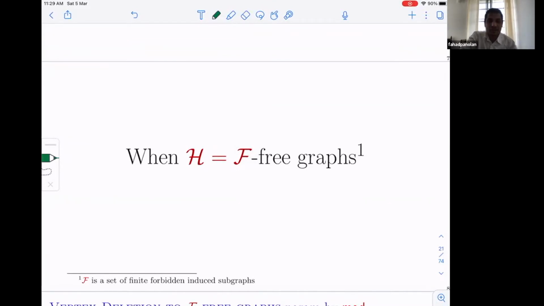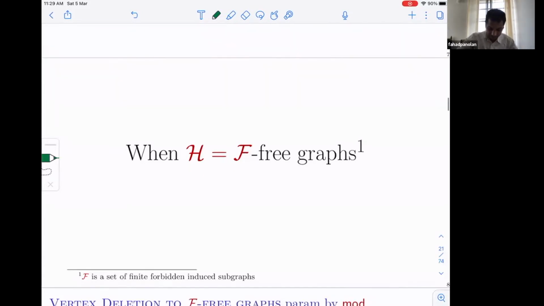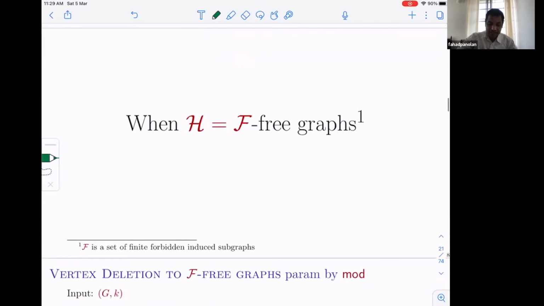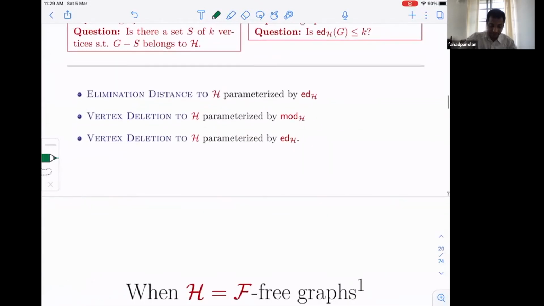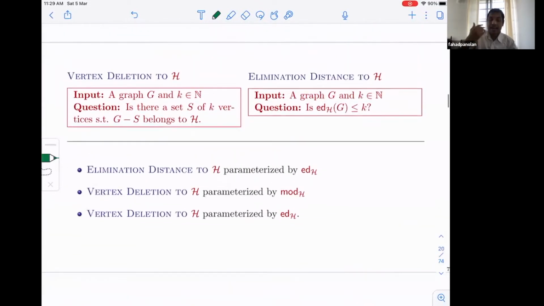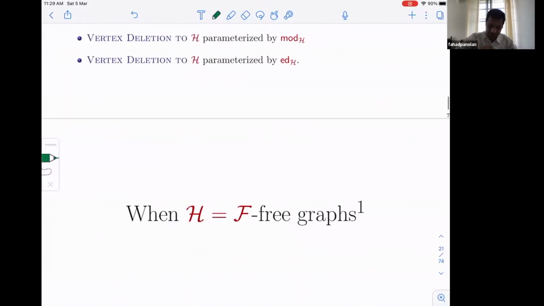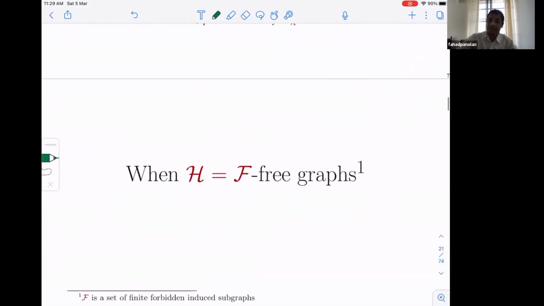So we can call it finite forbidden induced subgraph. Okay. And in the case of vertex cover, F contains only one graph, which is K2. Okay. And so we can ask these three questions, like when H is an F-free graph, for example. Okay. So we'll consider that first.